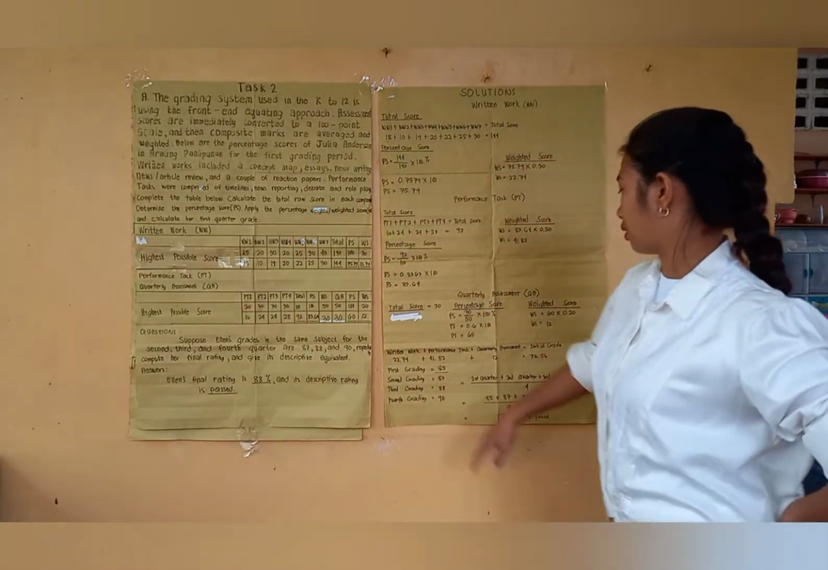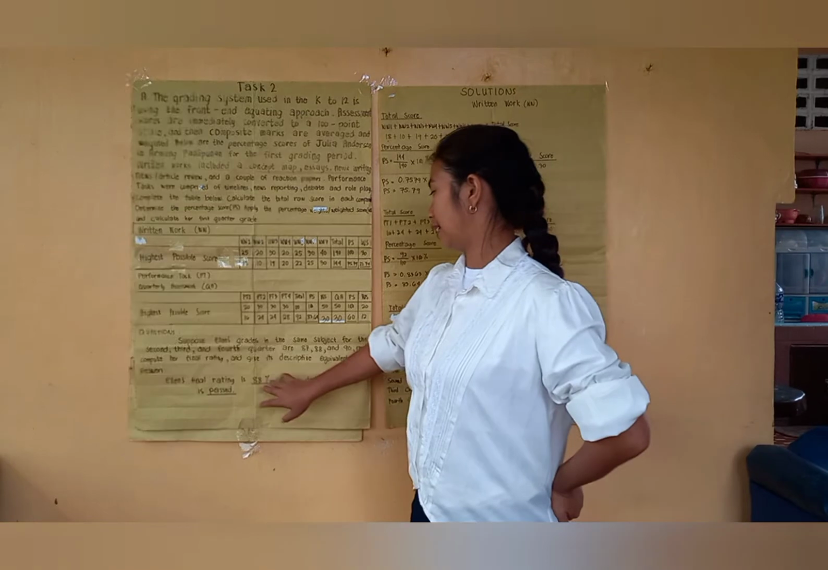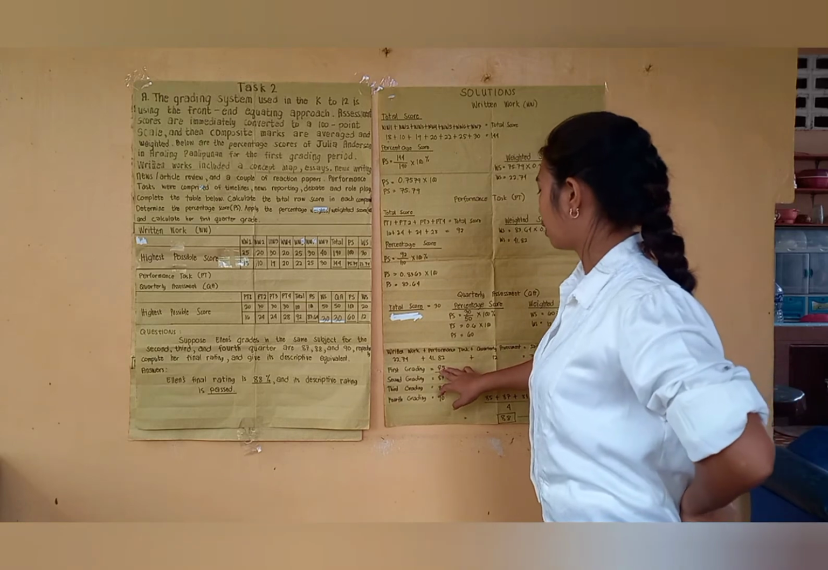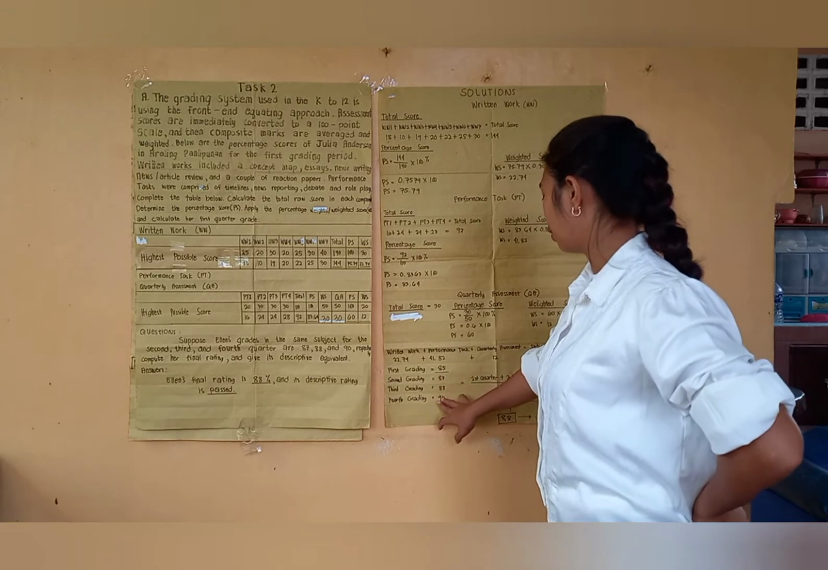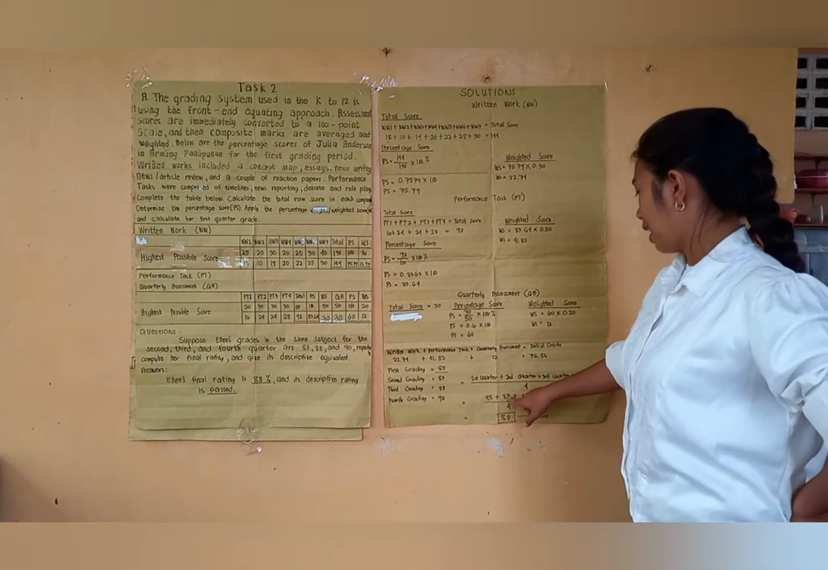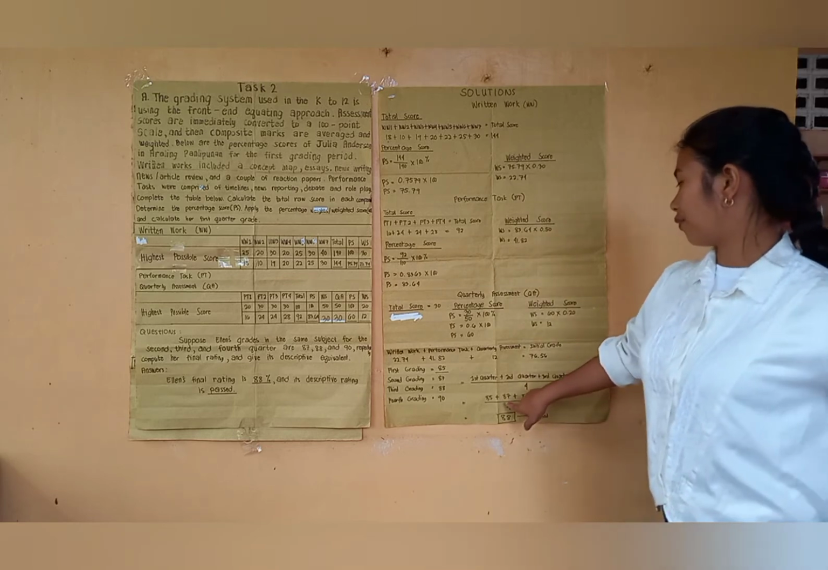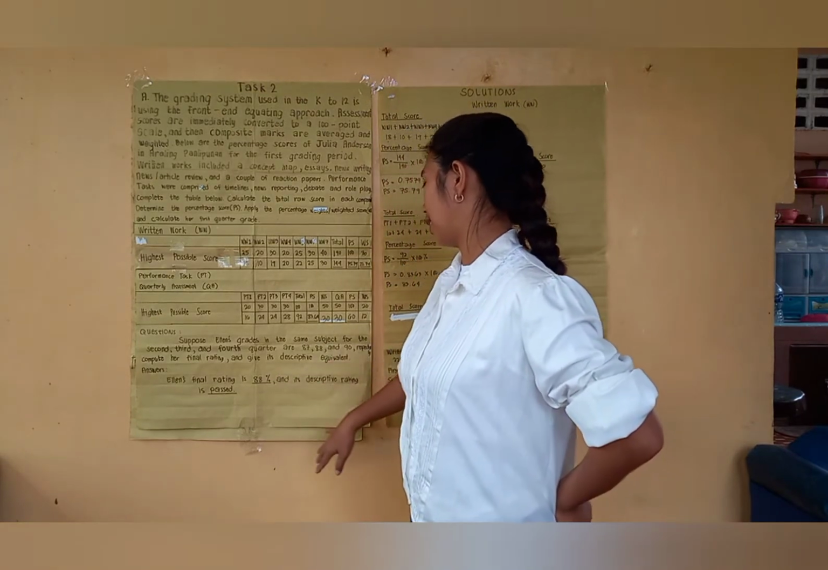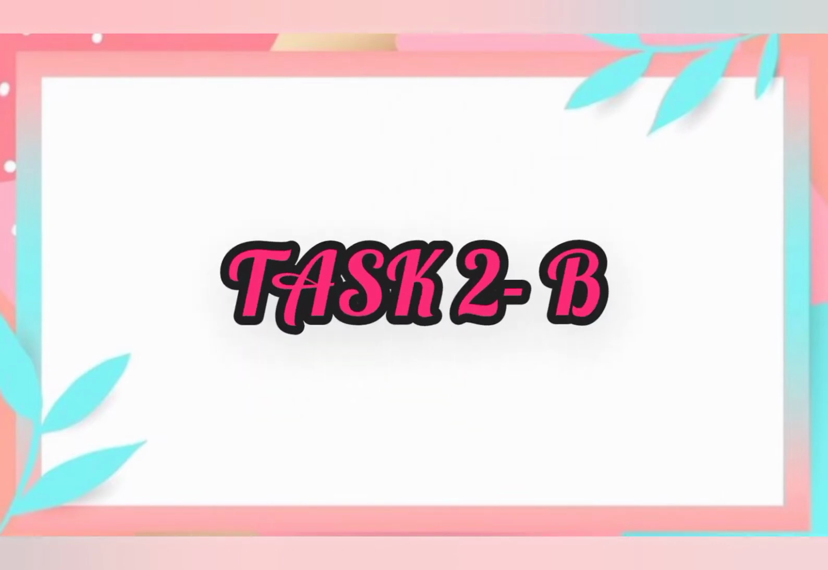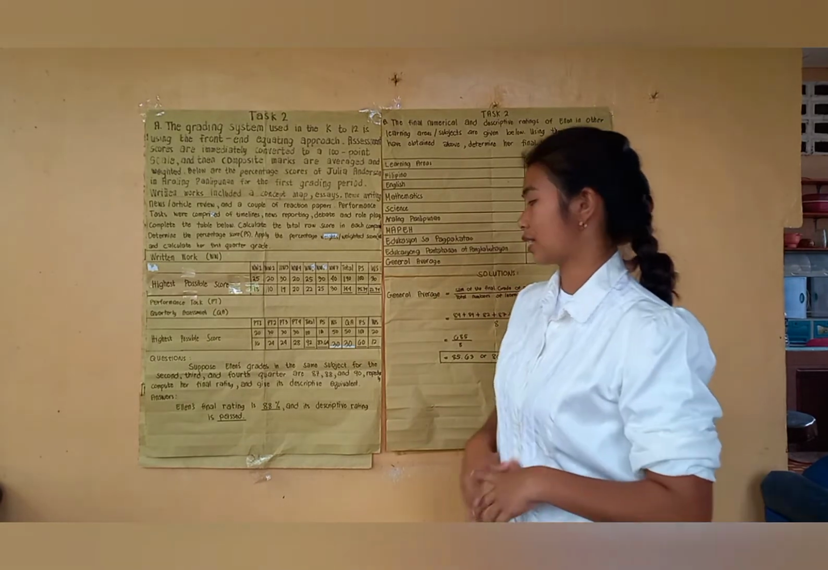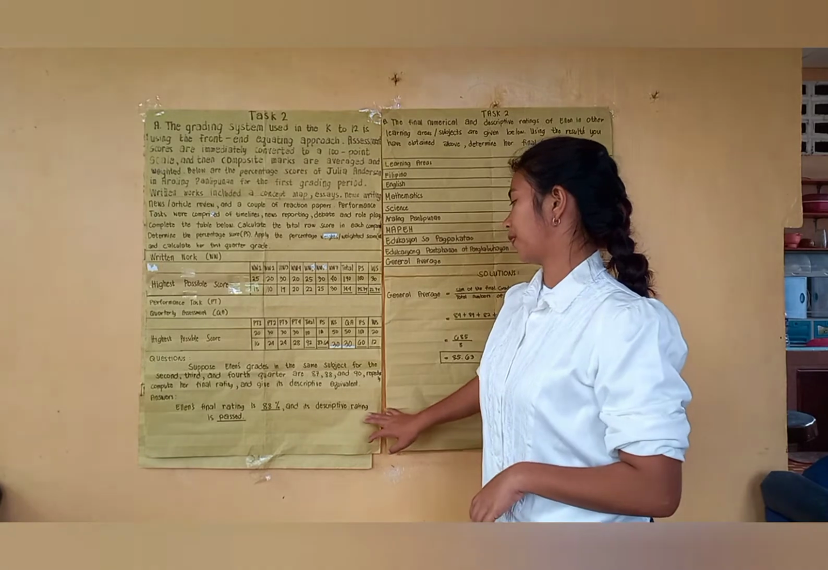So here's the solutions. How did I find this 88%? Because I total the score in first grading, second grading, third grading, and fourth grading divided by 4. So 85 plus 87 plus 88 plus 90 divided by 4 equals 88. So the final rating is 88% and the descriptive rating is pass.